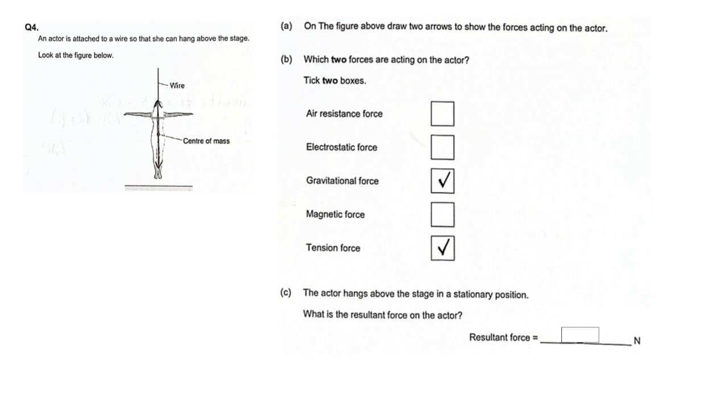The actor hangs above the stage in a stationary position. If it's stationary, it means that it's not accelerating. If it's not accelerating, it means the resultant force applied to the object is 0. So it's 0 Newton.